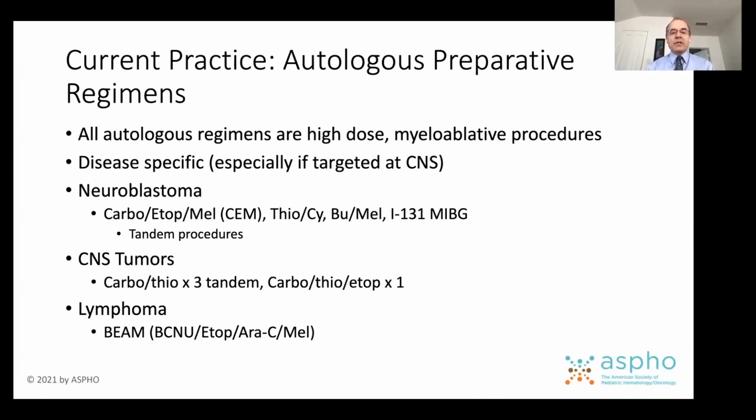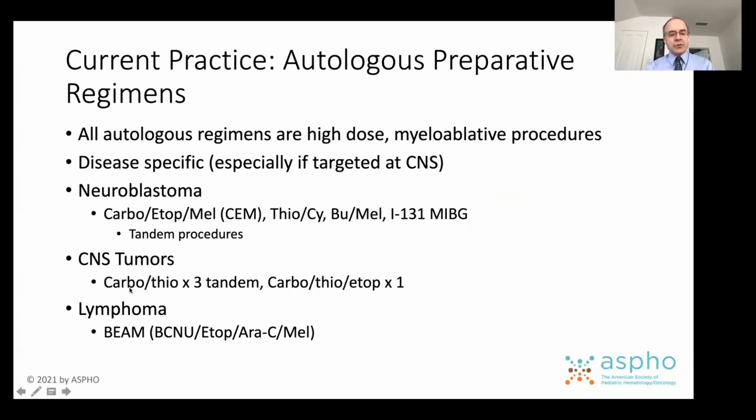The whole point of doing an autologous procedure is to give higher doses of chemotherapy to prevent relapse. And the approaches that have been developed through the years are somewhat disease specific. For example, in the most common autologous approaches, neuroblastoma, CNS, and lymphoma, we use carbo, thiotepa, melphalan, or thiotepa. The Europeans have been using BuMel, and this has been somewhat introduced into the US. And we do tandem procedures.